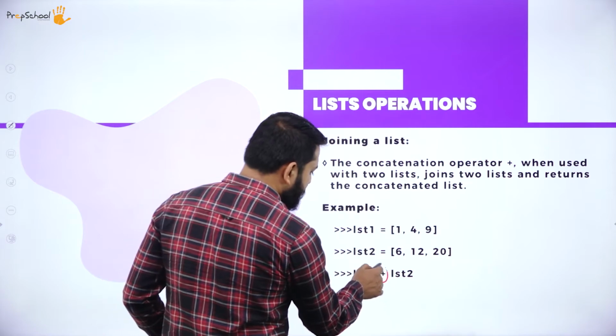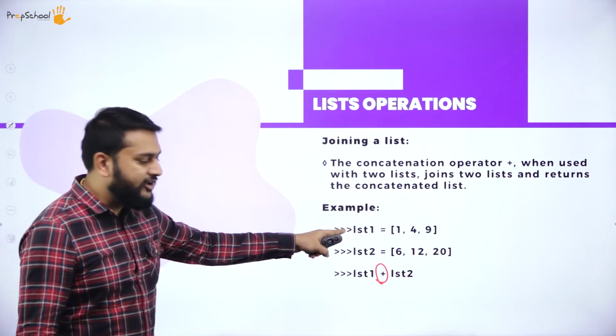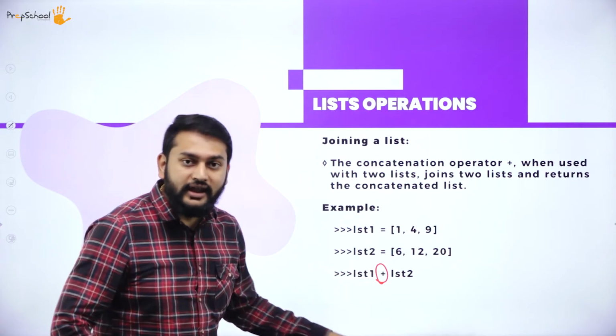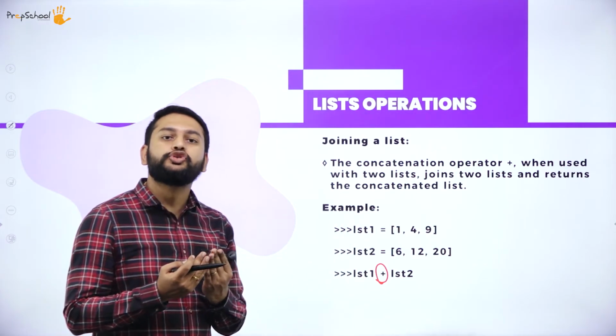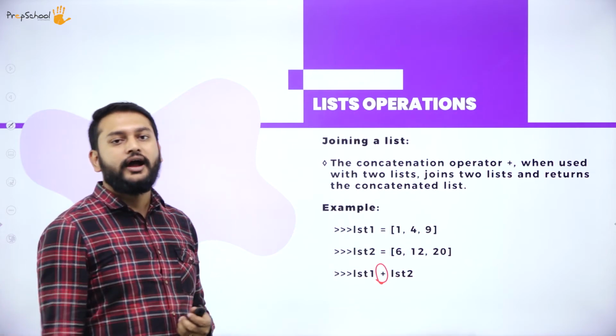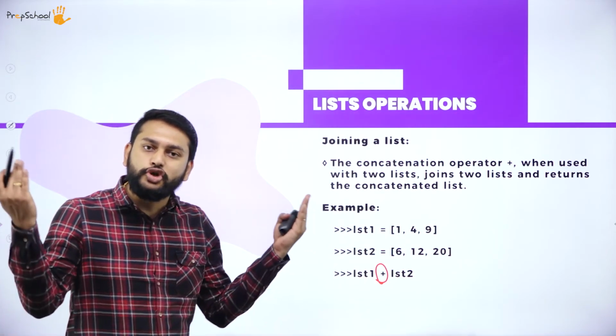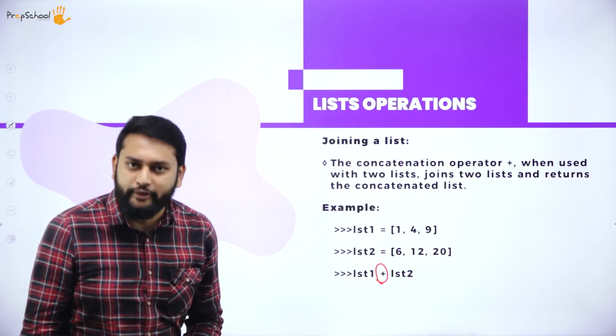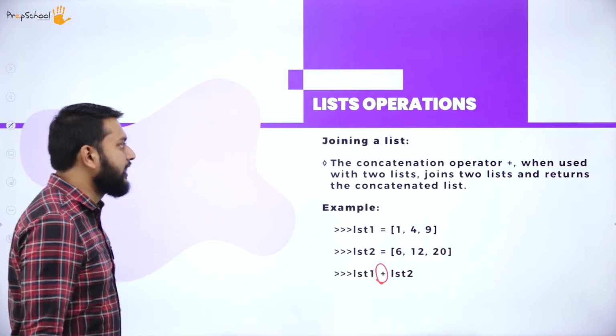So joining operators, I'm just joining two lists. I have list 1 and I have list 2. If I use concatenation, it will join two lists, is what you need to understand. This will help me to join two different lists. So it's nothing but a concatenation operation, is what you need to understand, right?